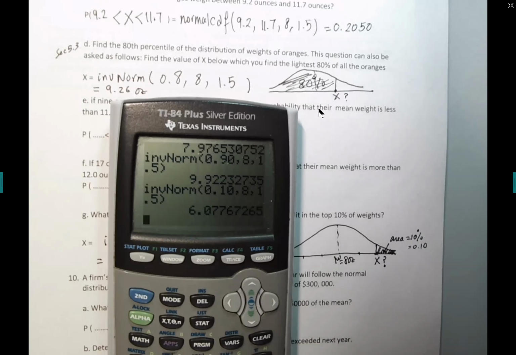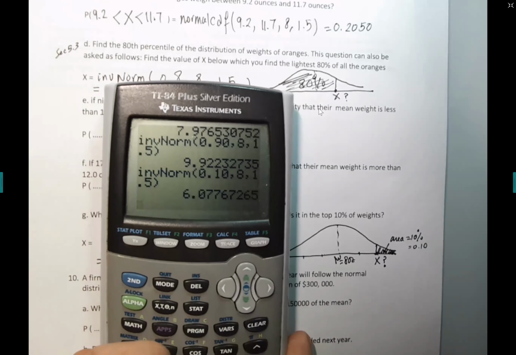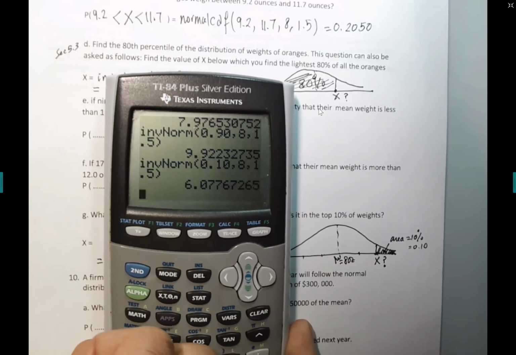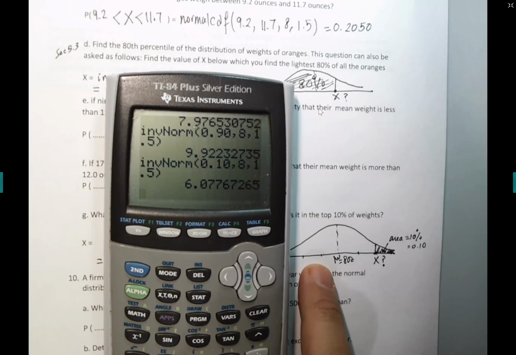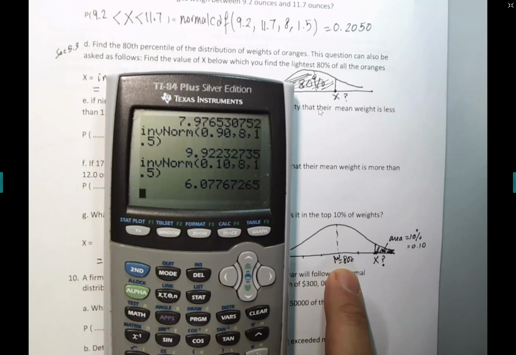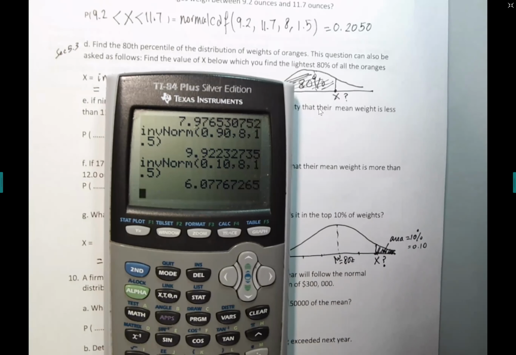Why? A top 10% weight can't be 6 ounces. That doesn't make sense. Why is that? How could you be in the top 10% and your value is below the mean? The mean is 8, guys, and 6.07 is below the mean. Can a student be in the top 10% and his or her score be below the mean, the average? That's not possible. So it has to be above the average.